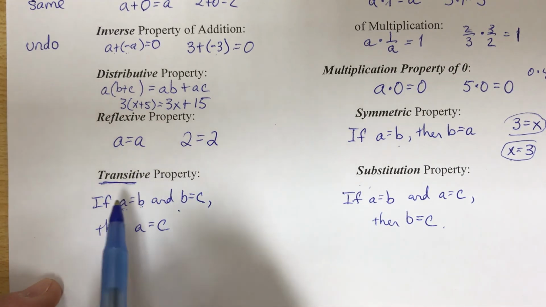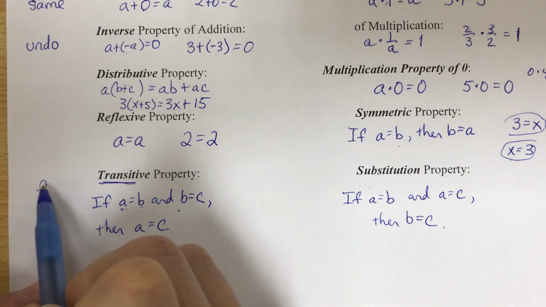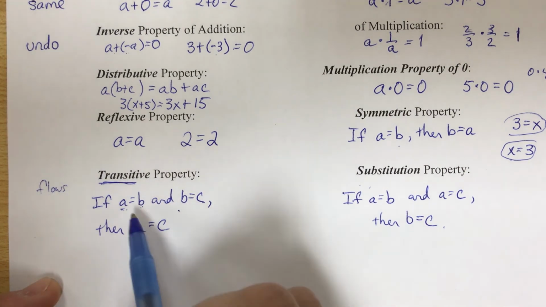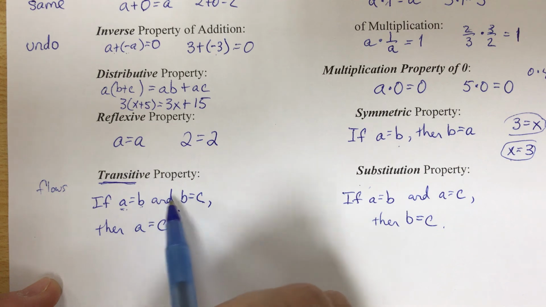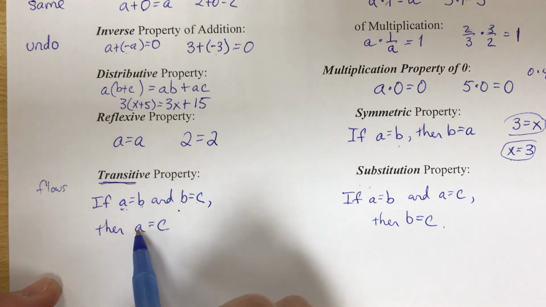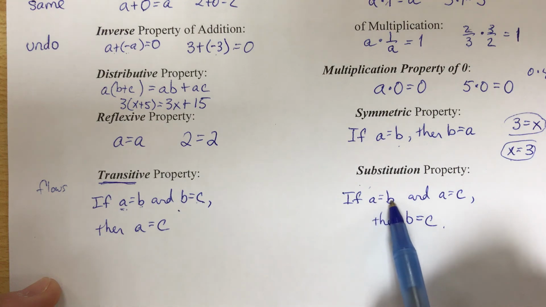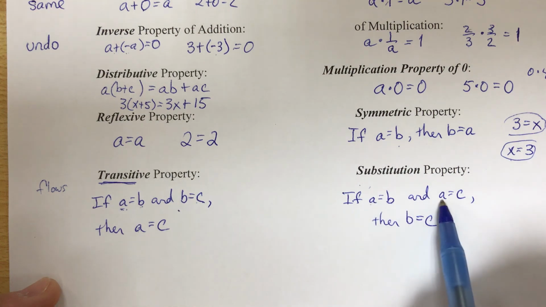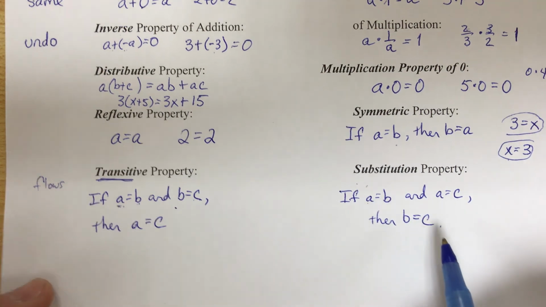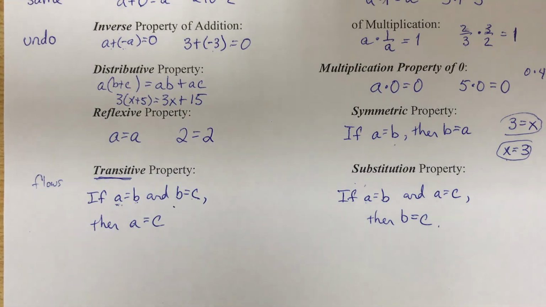What I would say is that the transitive property flows a little bit better. A to B, and then B to C. Therefore, A goes to C. Where this one is A to B, but then we start at A again, A to C, then B equals C. Okay, so again, it's a little tricky.